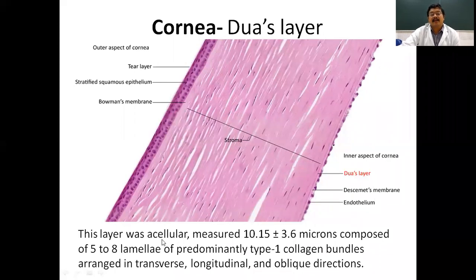This is a thin acellular layer measuring about 10.5 microns. It is composed of 5 to 8 lamellae, predominantly type 1 collagen bundles arranged in a transverse longitudinal direction. It is impermeable to water, and it even resists high pressure.